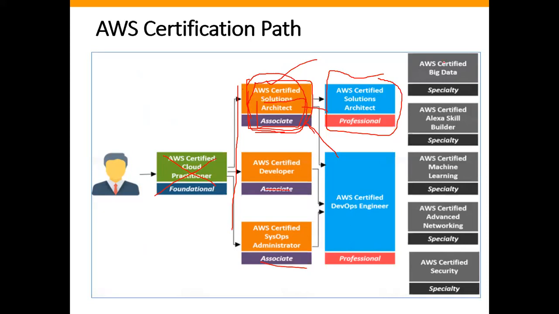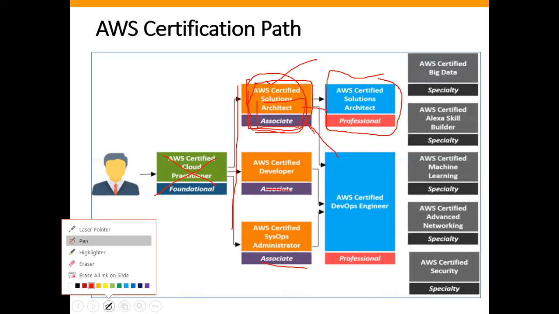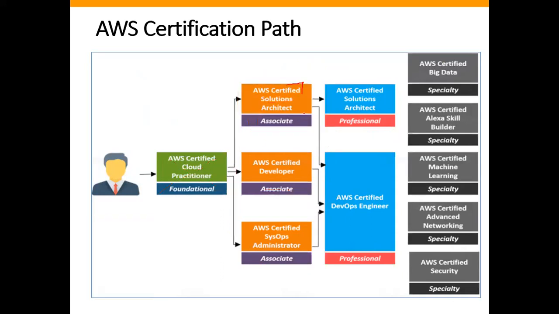Like earlier I said that I was not aware of SysOps, what SysOps is actually doing. The services are not the same as per the Architect Associate. The services are different, not the same ones which we are going to learn in this particular course. Which one is better for AWS?